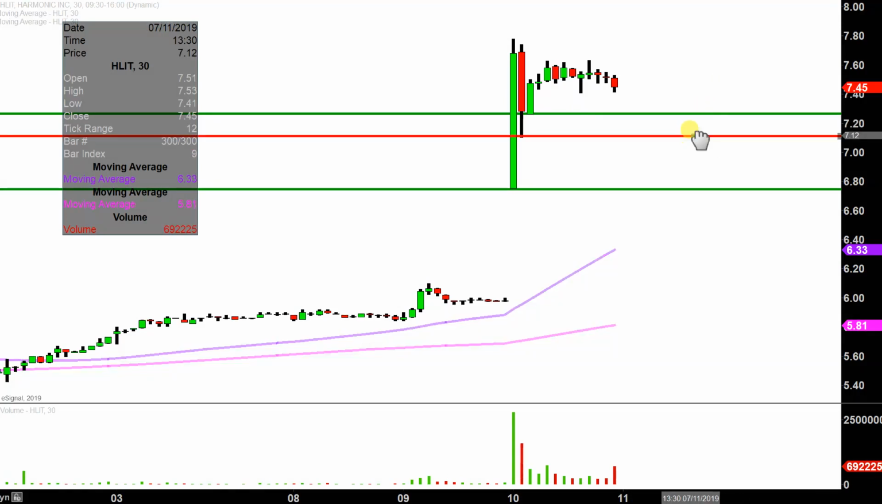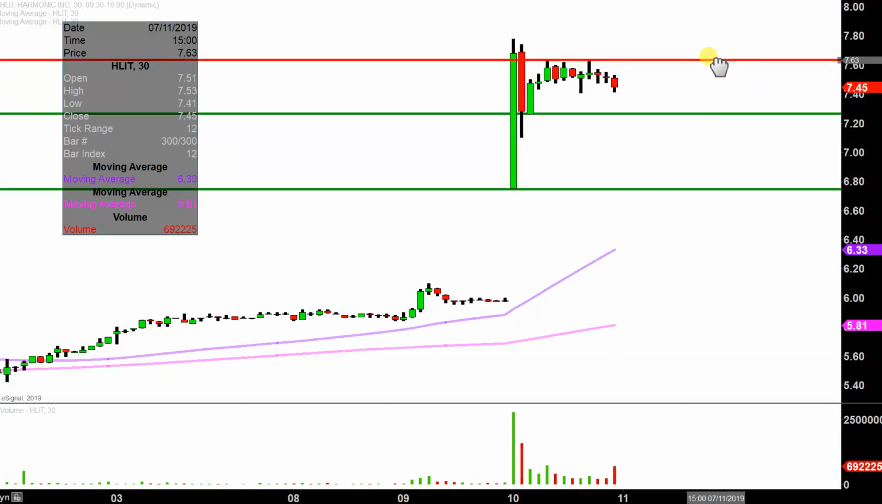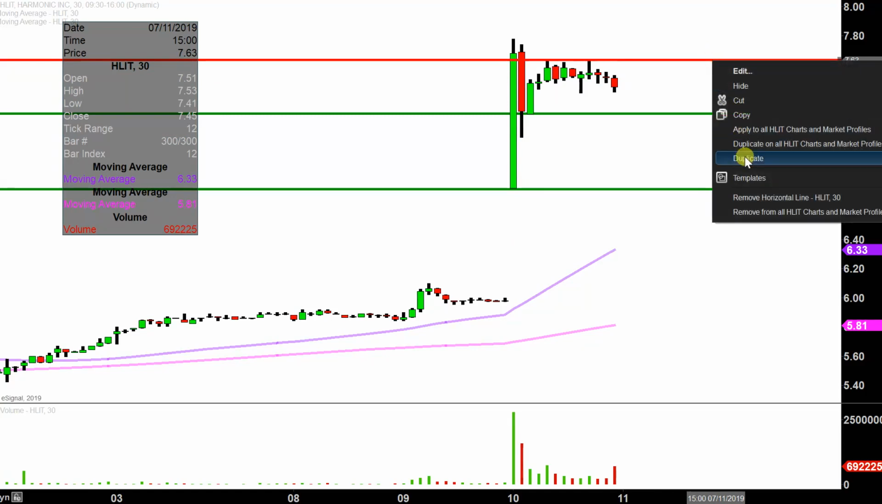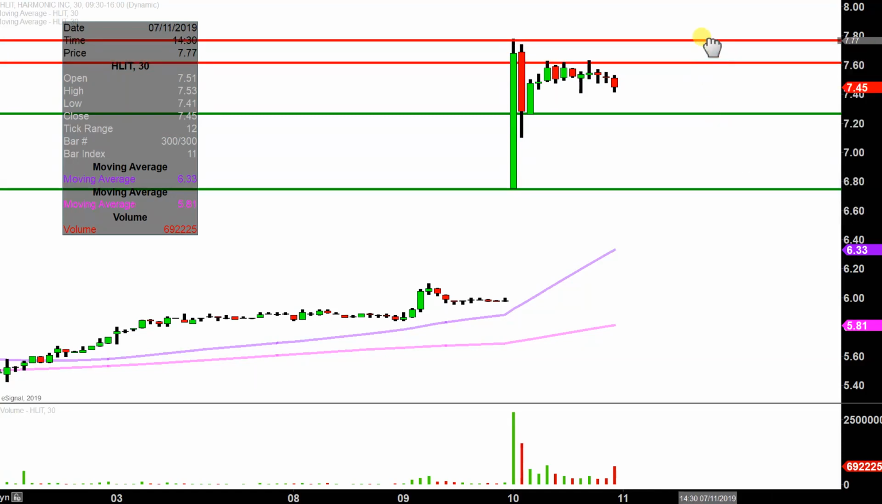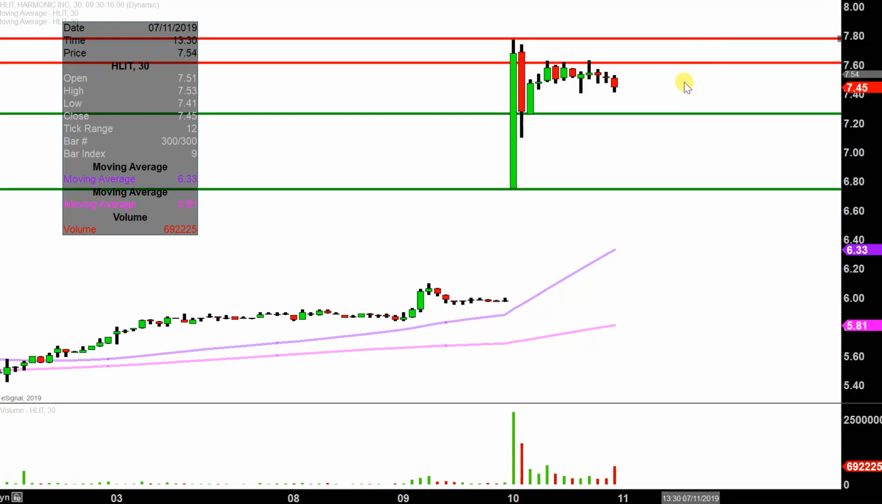What about levels of resistance? As far as where the sellers are at, initial level, really it's more of a resistance zone, and the resistance zone starts at about 7.65 up to the highs of today at 7.80. So about a 15-cent resistance zone right there. So keep an eye on that.